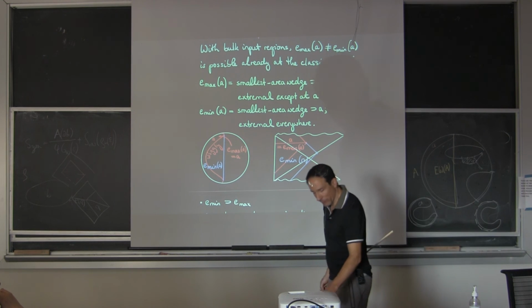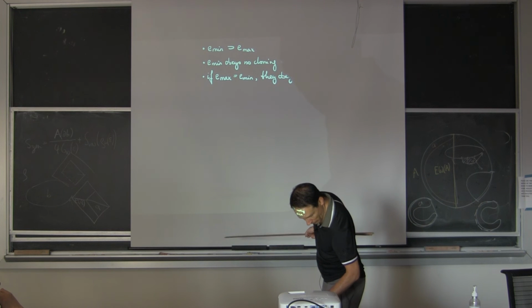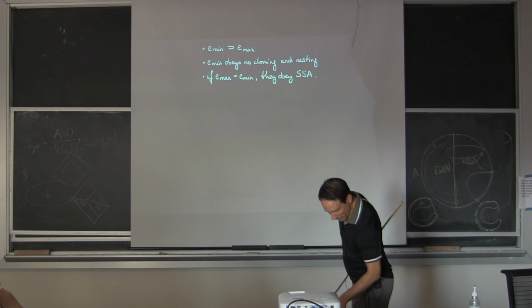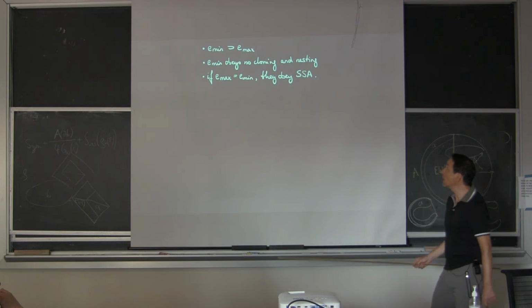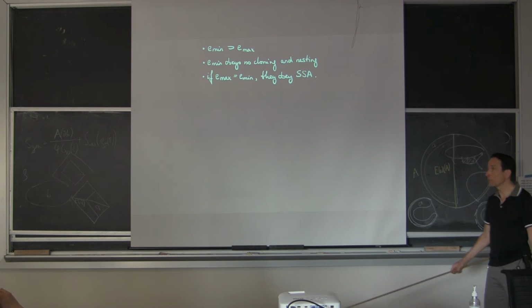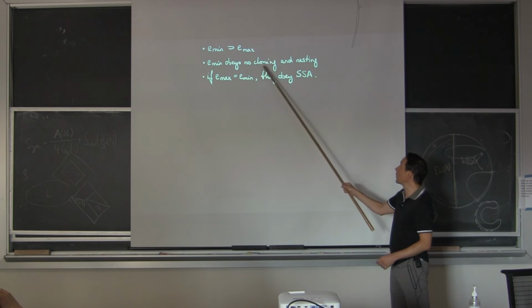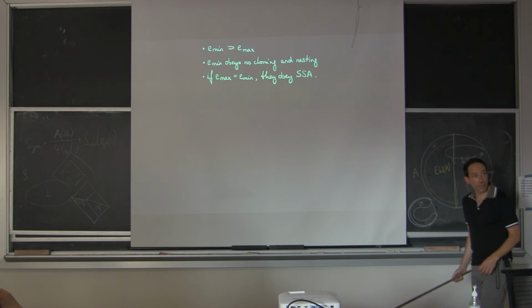What can we prove about this prescription? As the one where I actually write down the correct prescription. Sorry about that. We can prove that the min entanglement wedge always contains the max one. It's always bigger, just like in the boundary case. The min entanglement wedge obeys no cloning and nesting, just like in the boundary case.